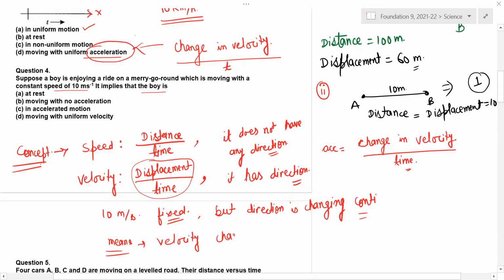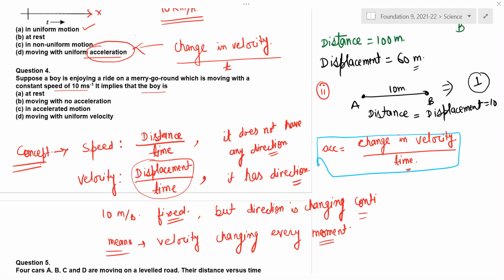Velocity changing every moment. Velocity change means what we can say? Change in velocity is acceleration. That means it is accelerated motion. Is it clear for you all? Yes, sir. Okay.